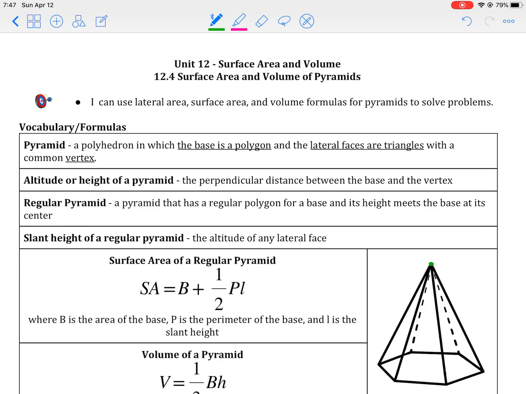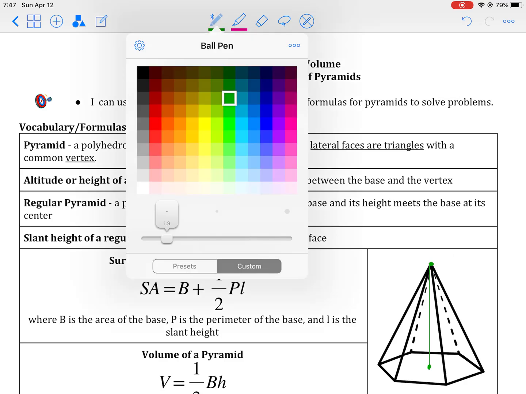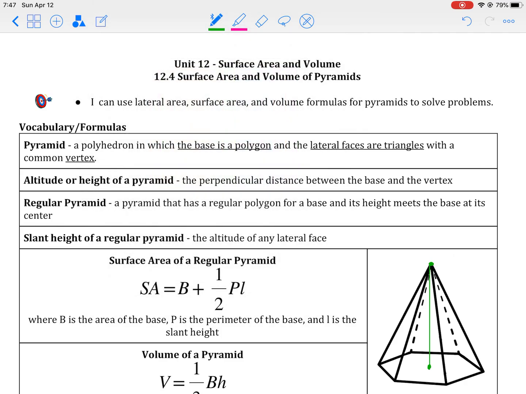The altitude or height of the pyramid is the perpendicular distance between the base and the vertex. So if this is a regular polygon down at the bottom, it will meet in the center of that base. So that's going to be our height or the altitude. It can go by either name, and we're going to call this h. This goes down into the middle of the solid, and it is perpendicular to that base.